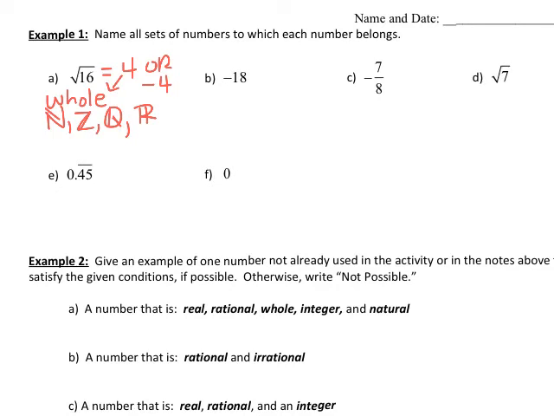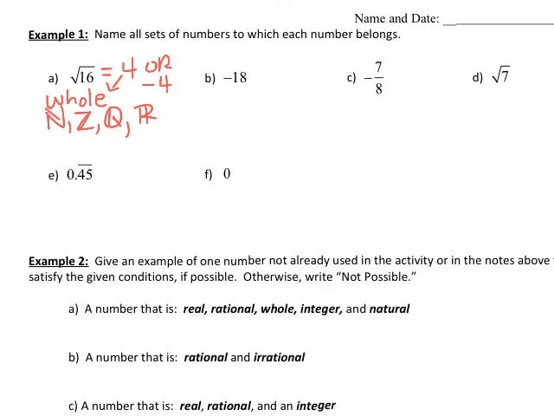If we move on to part B, the number that we're looking at is -18. So we have to remember which sets do not include negative numbers. Whole numbers are not included here. There can't be any negative numbers there, and natural numbers cannot be. So basically we're going to say that it's all sets that do not include the negatives.